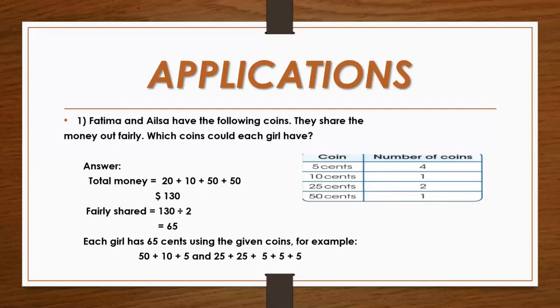So with whatever information is given in the tabular column, with the help of that tabular column only, you can fairly distribute the coins to both of the girls. Okay, so this is how I distribute it. Hope you understand this question. Shall we move to the very next question?